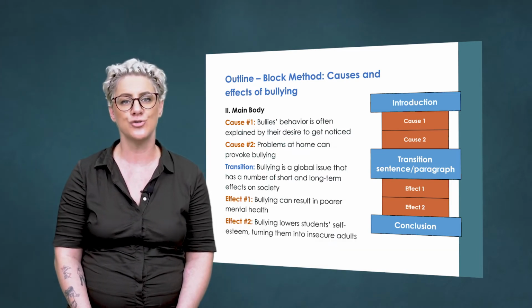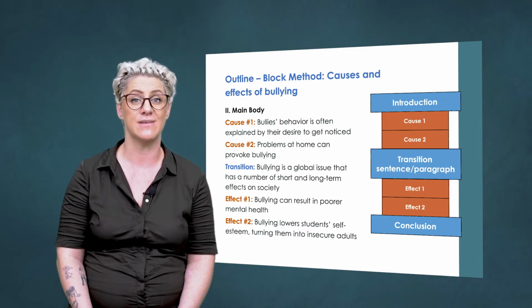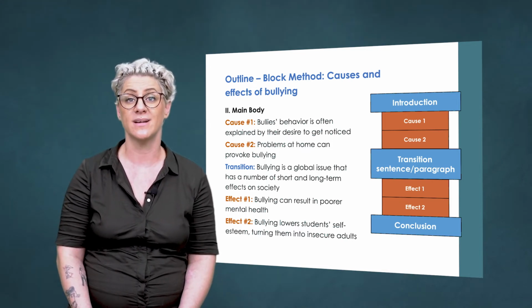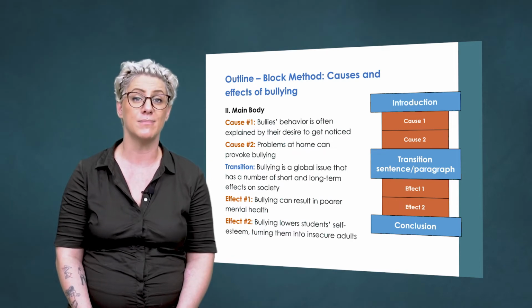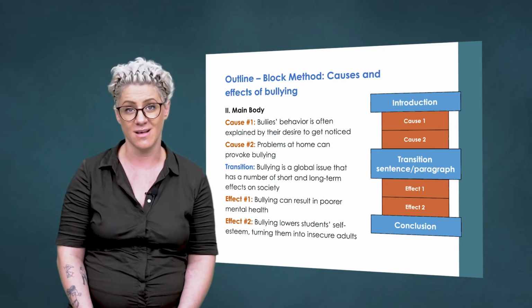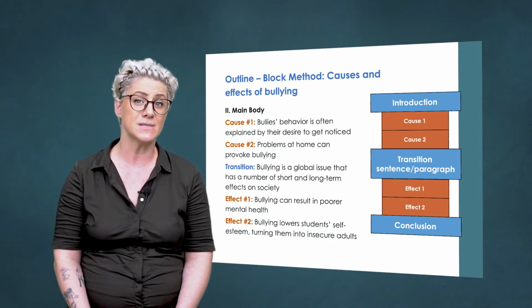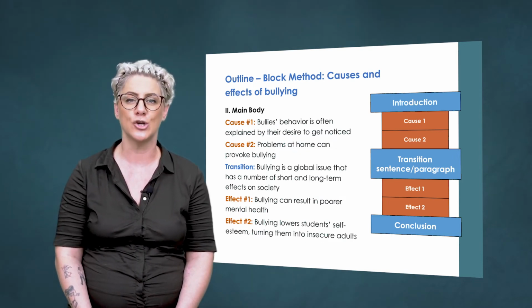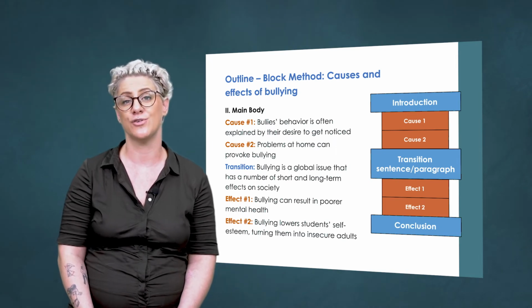In the next two body paragraphs, explain what are the effects of the event caused. Ergo, what are the effects of bullying? One effect in this paragraph will be bullying can result in poorer mental health, and another effect in the next paragraph is bullying lowers students' self-esteem, turning them into insecure adults.